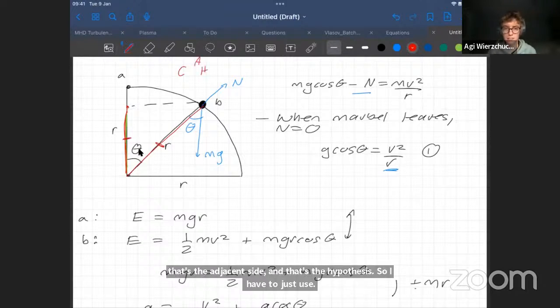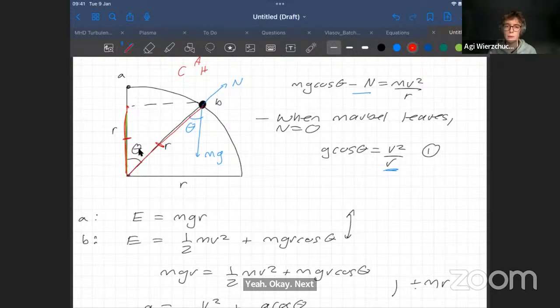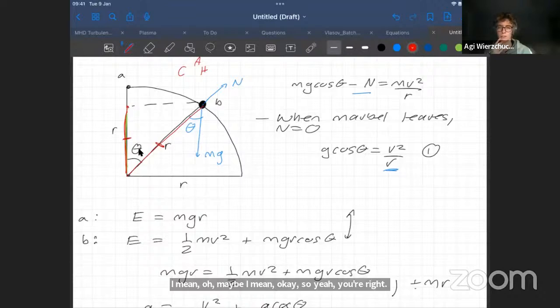Okay, next question. Couldn't we equate the cos component of the weight to be equal to N? No, that wouldn't be right, because remember here you have the centripetal force. So maybe what the question means is, could we equate the cos component of the weight to be equal to N? You can't equate that because you have a centripetal force here.